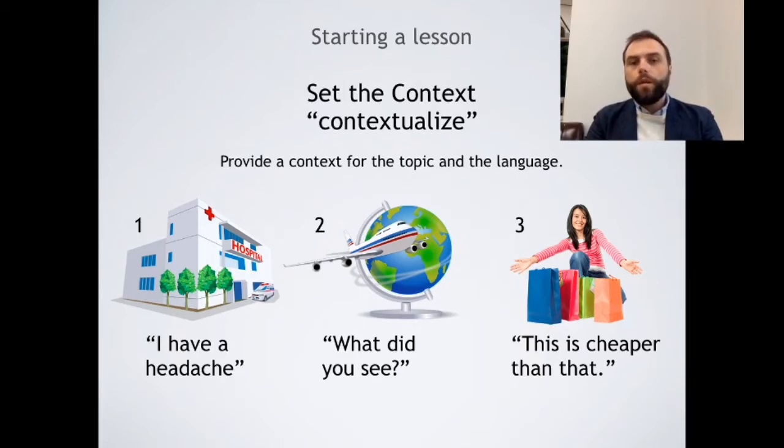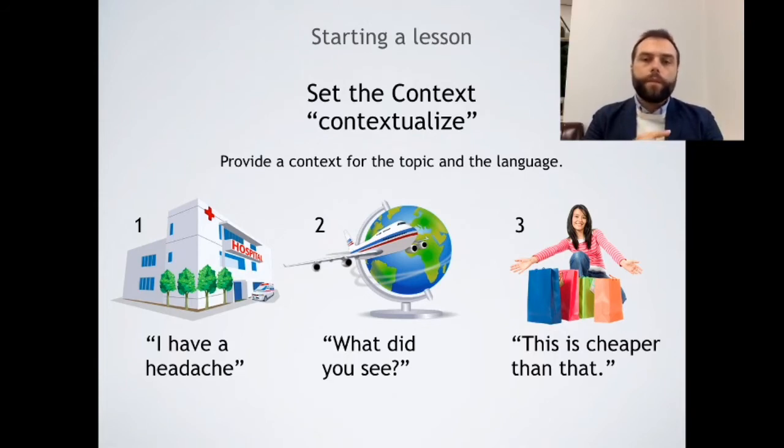Number two, the target language is: what did you see? So we're going to be using past tense verbs. The context here, I've chosen the context of travel. Travel is something we've done in the past, and the target language is related to speaking in the past. So your general context is travel.